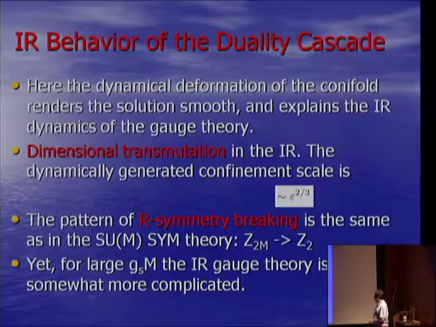And the pattern of R symmetry breaking is the same as in the SU(M) gauge theory. Namely, the supersymmetric gluodynamics with SU(M) gauge group has an anomaly-free Z_2M symmetry, which is then broken to Z_2 by gluino condensation. And the same pattern happens here. And you can even compute the gluino condensate and so on in this theory.